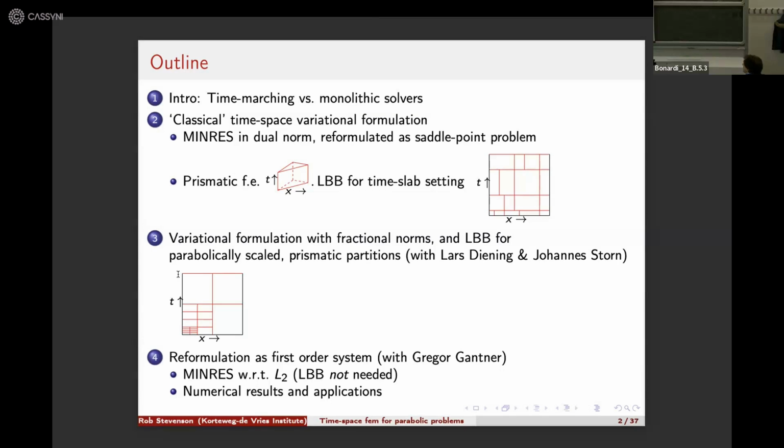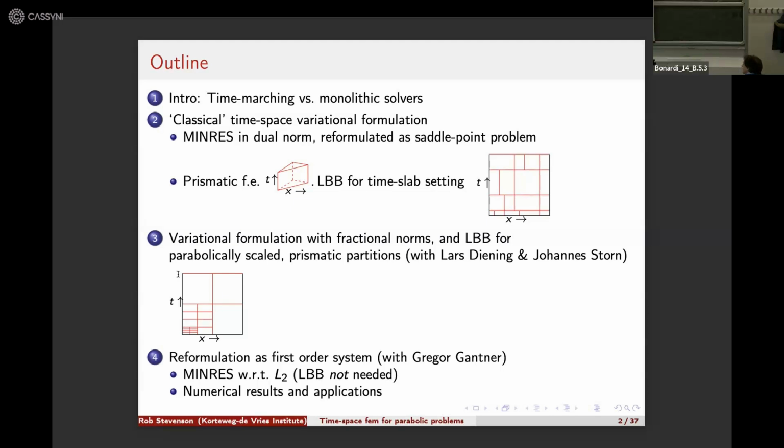So we are going to reformulate it as a saddle point problem. And if you have saddle point problems, you need to satisfy an inf-sup or LBB stability condition. Since the colloquium is nearby, I guess most of you know the LBB condition. And we are able to satisfy this condition if we use prismatic finite elements in the time-space cylinder.